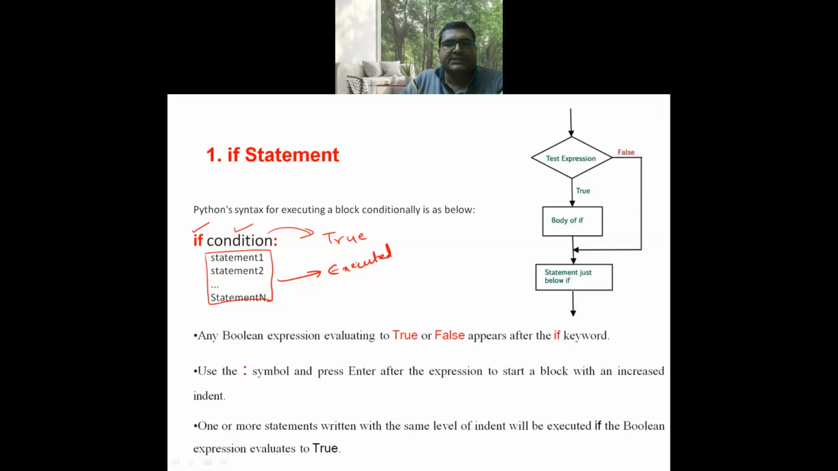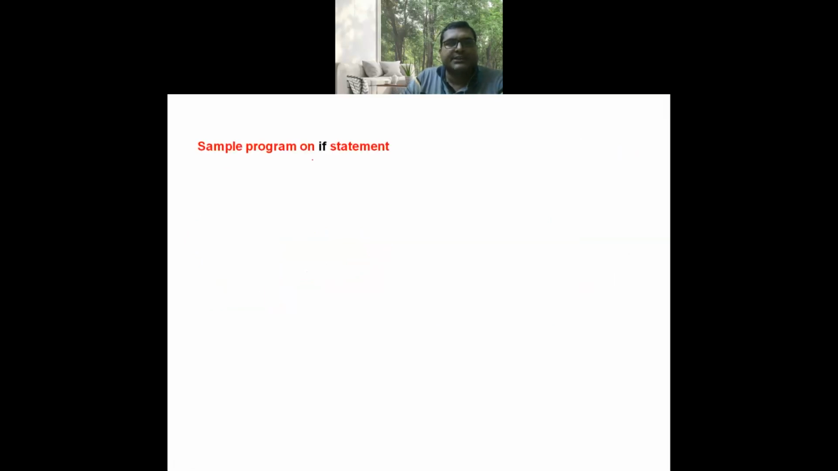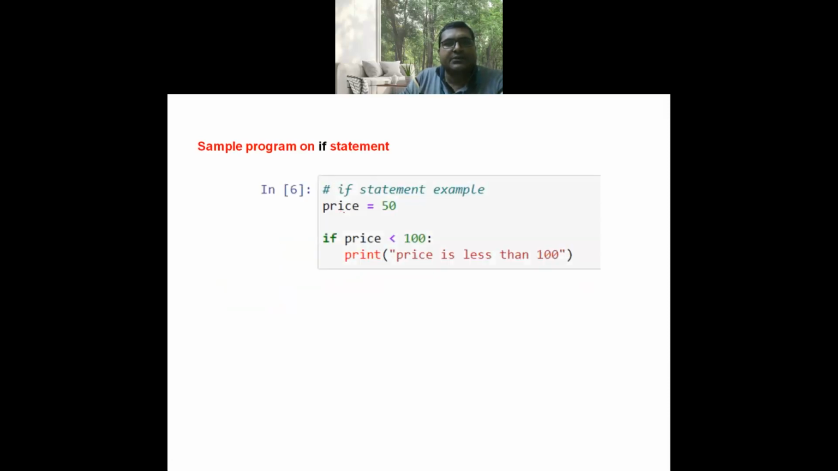Let us move to a sample program. Sample program on if statement. Here, price is equal to 15. If price less than 100, print price is less than 100. It will print the output as price is less than 100. When this particular condition is true, the indented statements of the condition get executed.